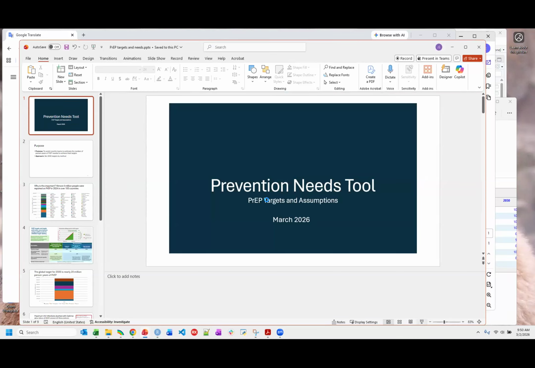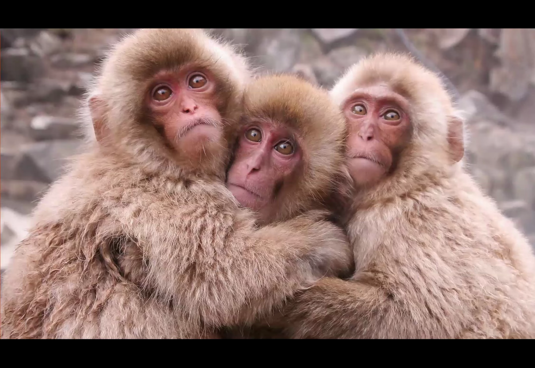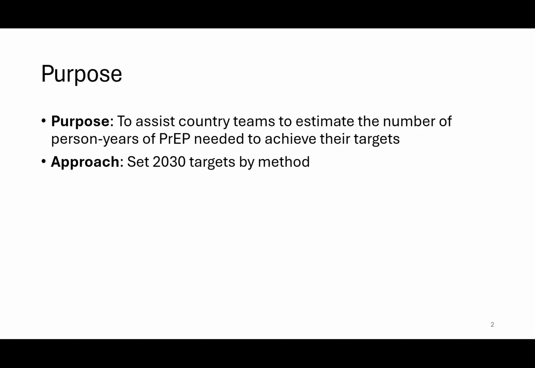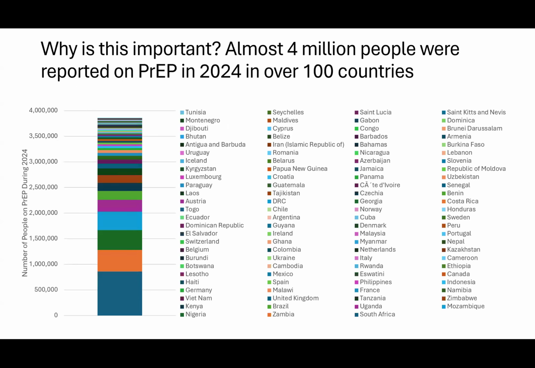Thanks, Lucius. So I'm going to give a brief introduction to the PrEP-IT tool in the prevention needs model, and then Nicole Bellows will talk about the PrEP-IT tool. So again, the purpose here is to assist country teams to estimate the number of person years of PrEP needed to achieve their targets. And the approach is to enter a 2030 target, and then the model will calculate a scale up from 2025 to 2030.